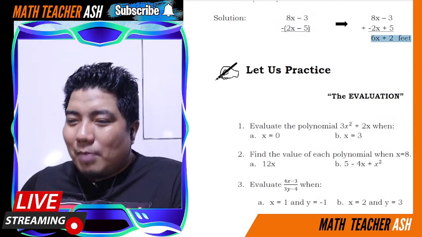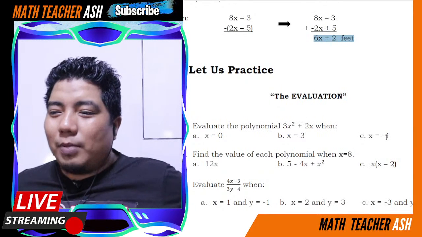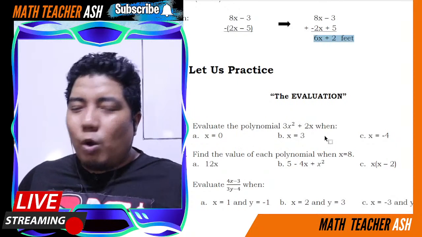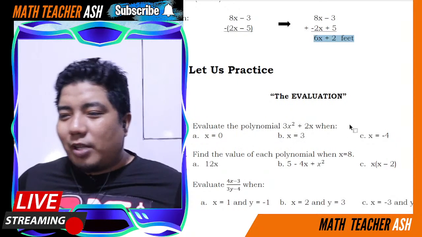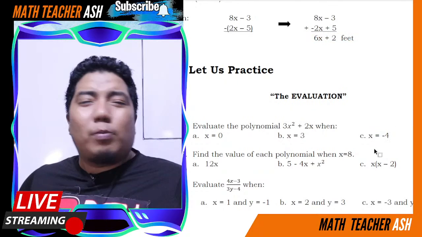Okay, so kayo naman mga math learners, kayo ang magsosolve dito. Evaluate the polynomial 3x squared plus 2x when x is equal to 0, when x is equal to 3, when x is equal to negative 4. So, paano ba ito isosolve?